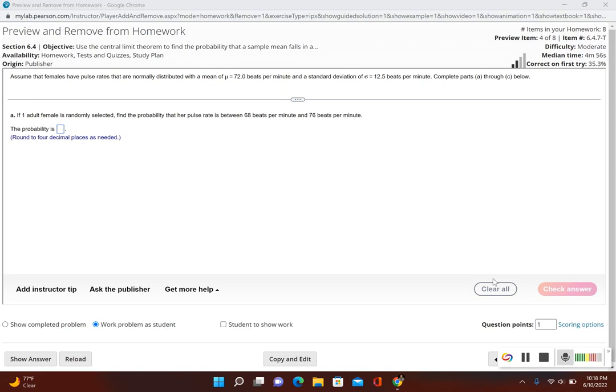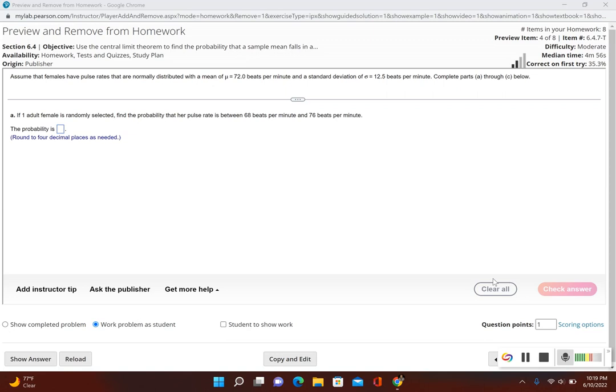So for this problem, it says, assume that females have pulse rates that are normally distributed with a mean of mu equal to 72 beats per minute and a standard deviation of 12.5 beats per minute. Complete parts A through C below. For part A, it says if one adult female is randomly selected, find the probability that her pulse rate is between 68 beats per minute and 76 beats per minute.